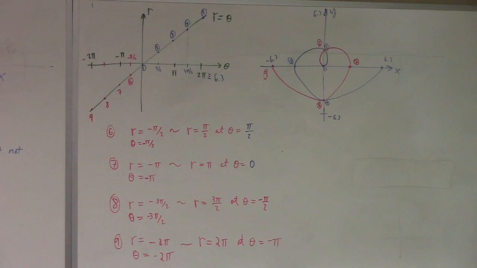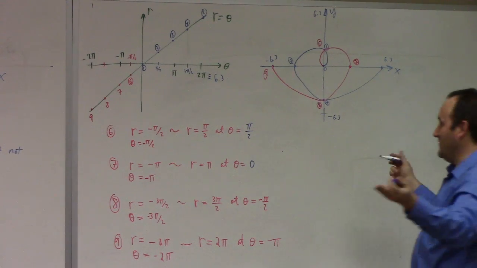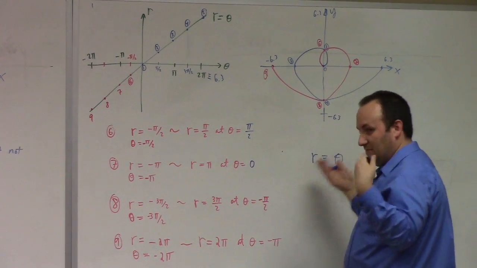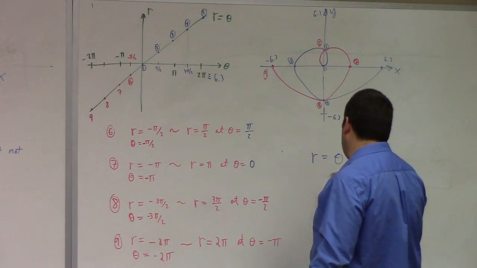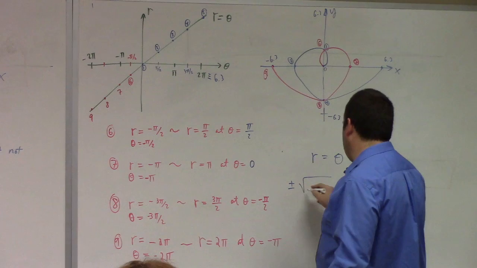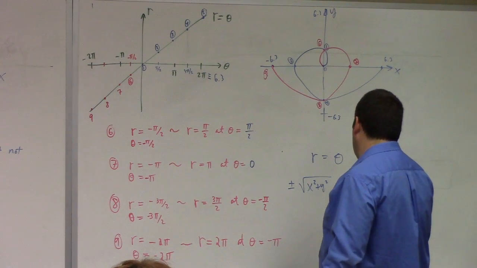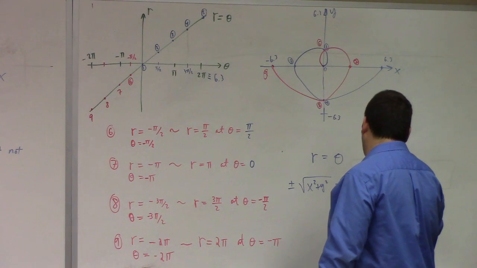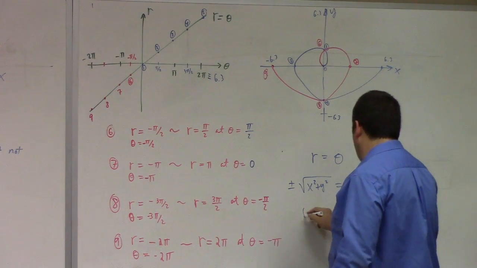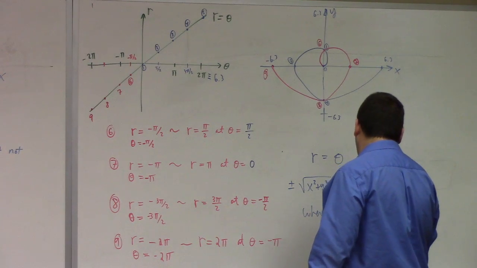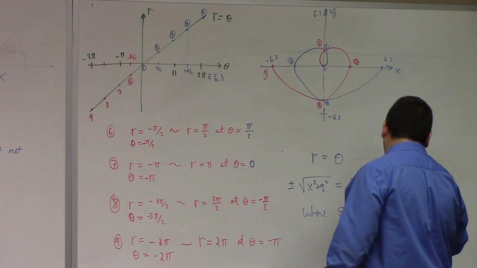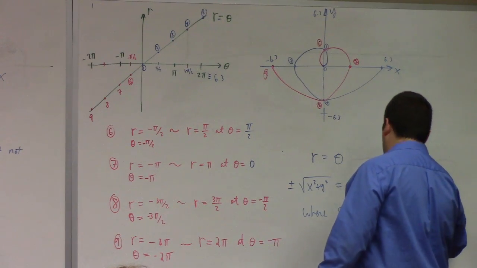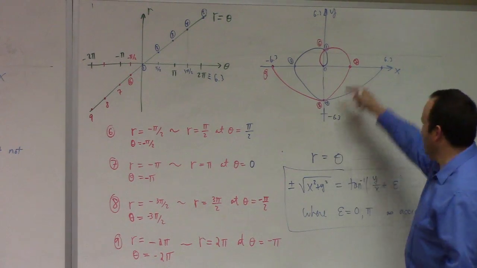Take the opposite. Yeah, so personally, now my question is, what's the Cartesian equation of that? I can tell you this much. r equals theta. If you want me to just convert to Cartesian equations, I can do it like this: plus or minus the square root of x squared plus y squared is equal to the inverse tangent of y over x plus epsilon, where epsilon is either equal to 0 or pi as appropriate. So there you go. There's the Cartesian equation of this.